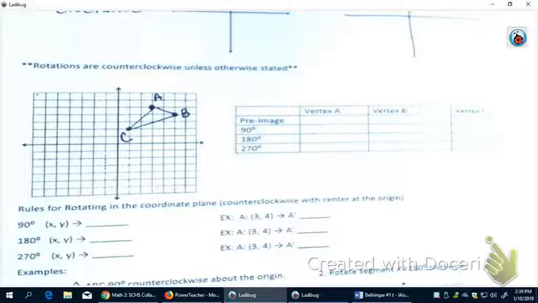Okay? So our first one says the pre-image. Well, the pre-image is just the coordinates here. So I'm going to go ahead and write those for you. A is 1, 2. B is 5, 4. And C is 3, 5.